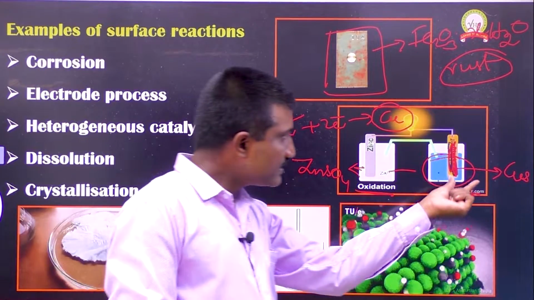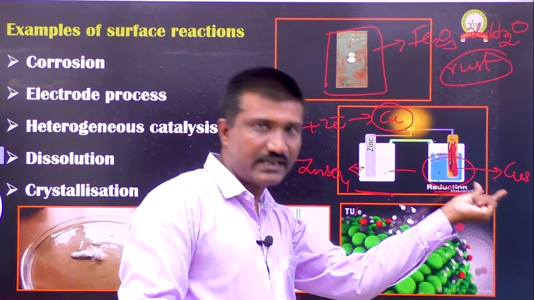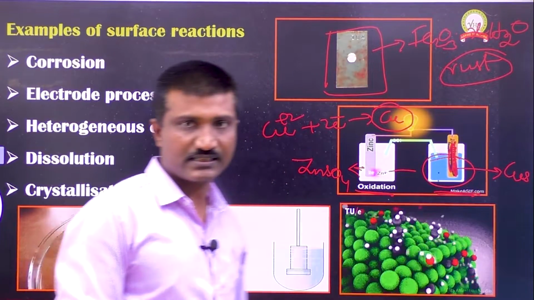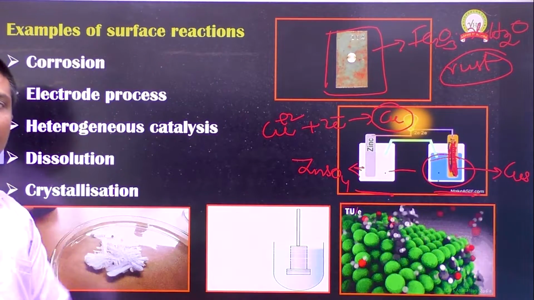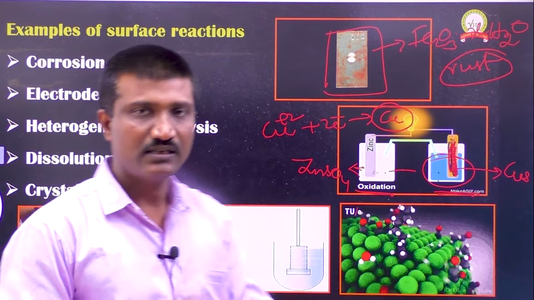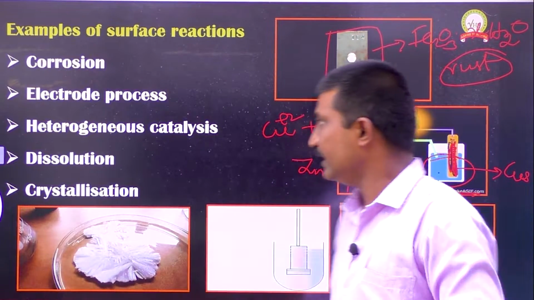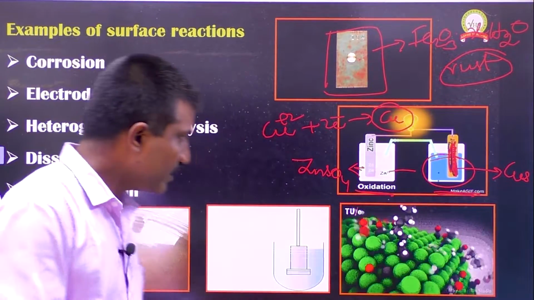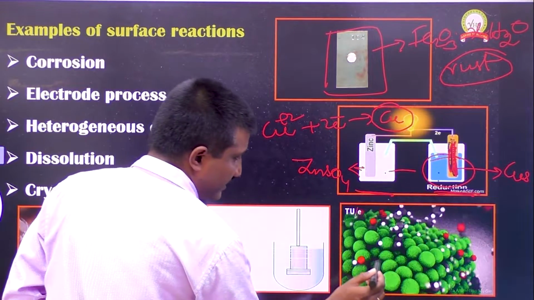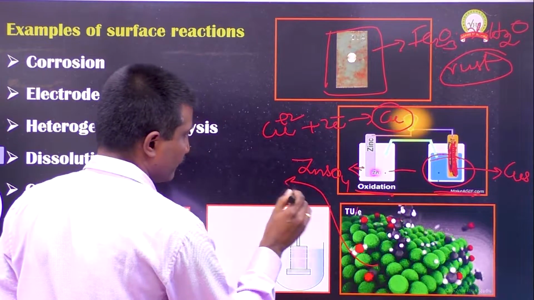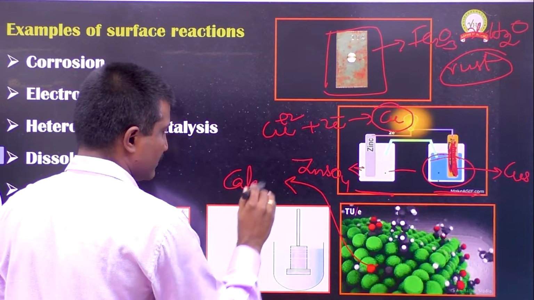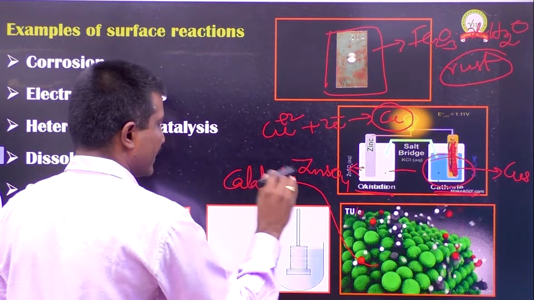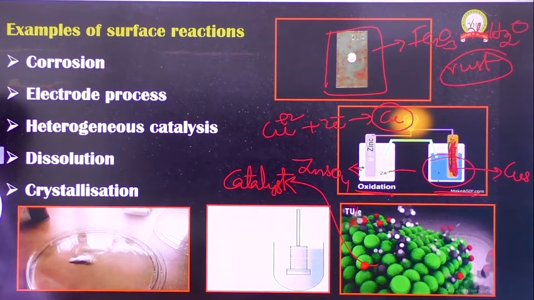Since copper metal is deposited on the surface, this electrode process is also one of the examples of surface chemistry. And in heterogeneous catalysis, what is happening? Let us take this as a catalyst. A catalyst is a substance which is increasing the speed of a reaction.